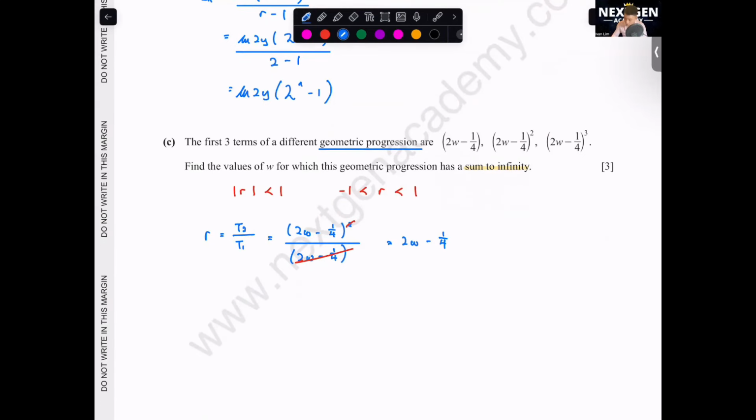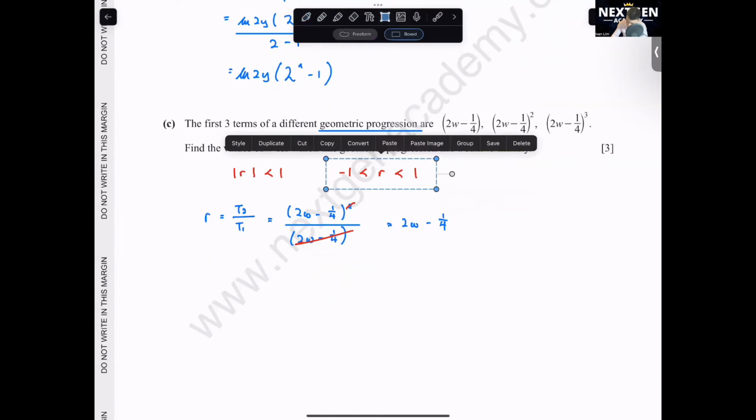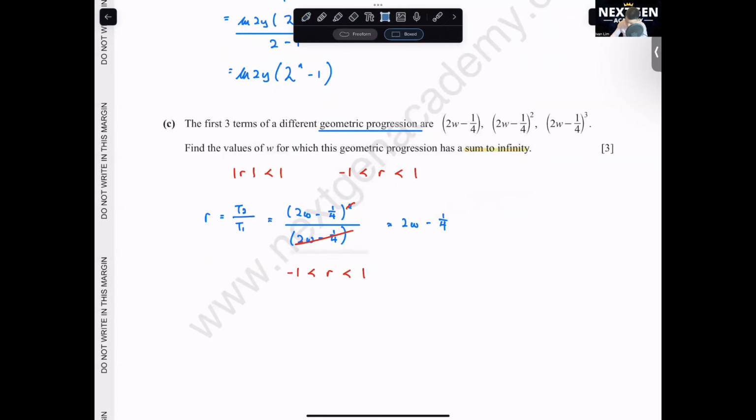I want to find back what is w. They say the values of w. So we substitute into this inequality here, which is (2w minus 1) over 4, more than -1, less than 1. You want to substitute inside also can.